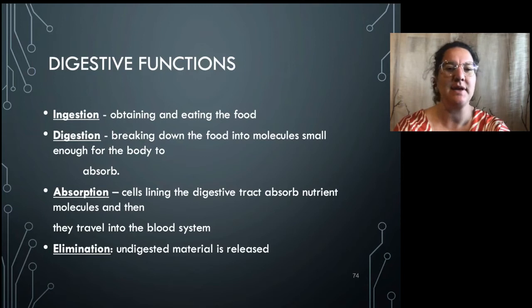So our digestive system has four main functions. The first function is ingestion, so obtaining and eating the food. Digestion, breaking the food down into molecules small enough for the body to absorb. Absorption, so cells lining the digestive tract absorb nutrient molecules and then they travel into the bloodstream. And elimination, so where our undigested food material is released into the environment.